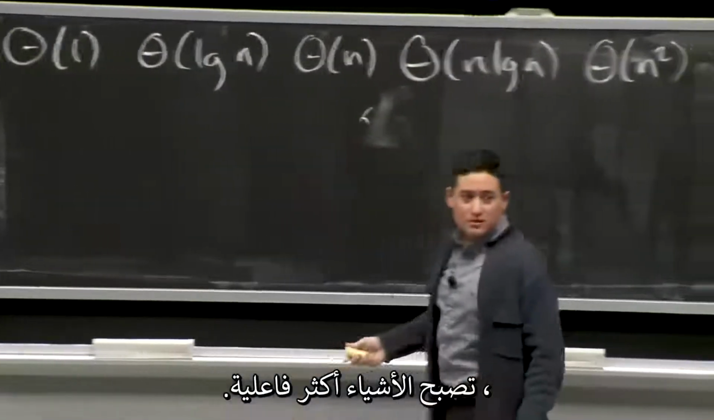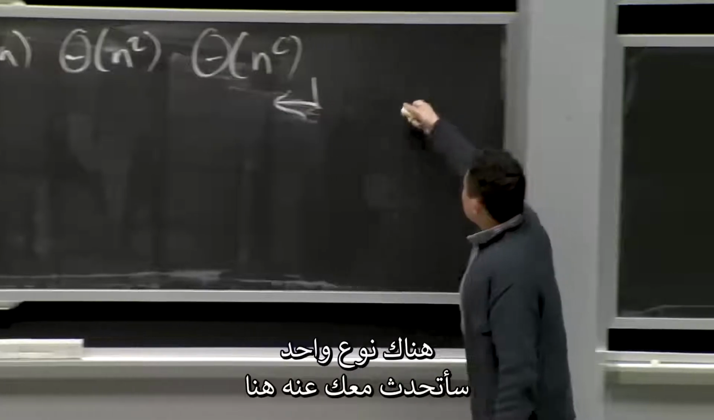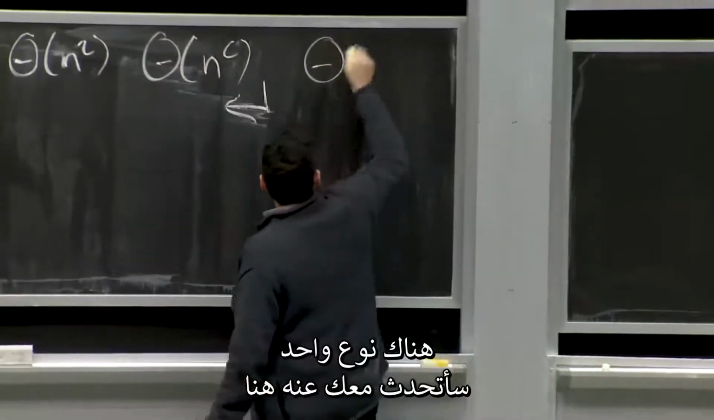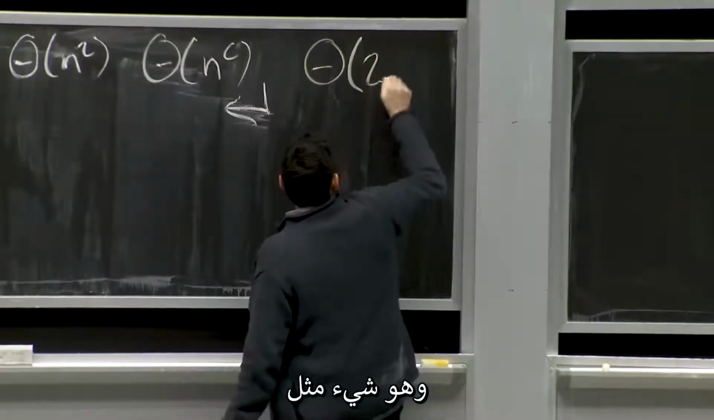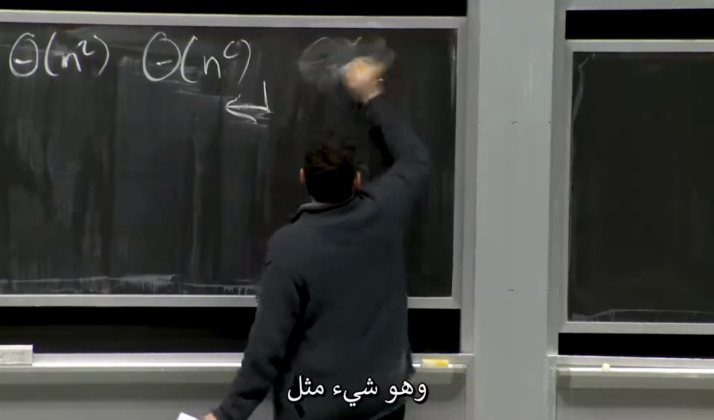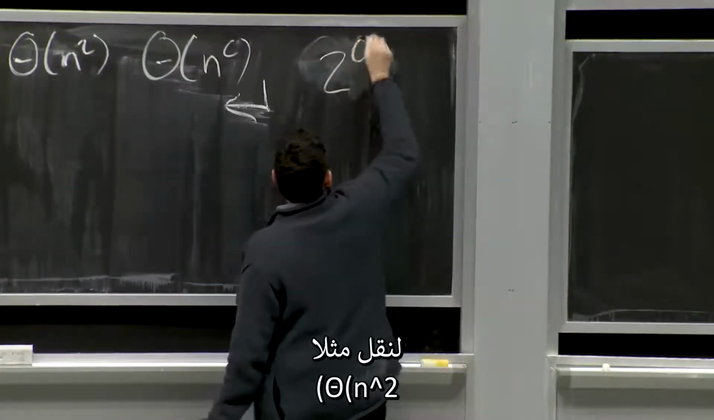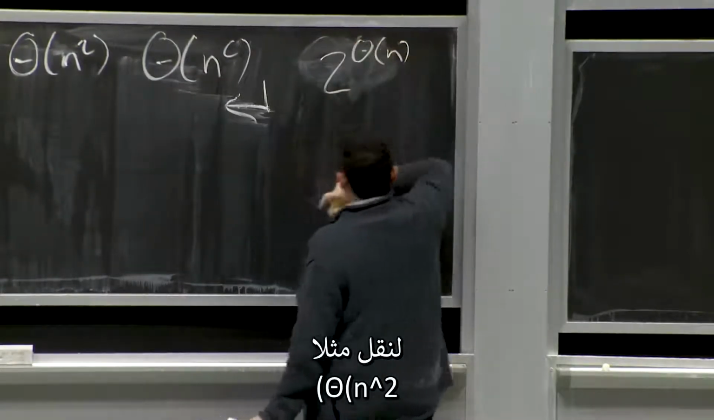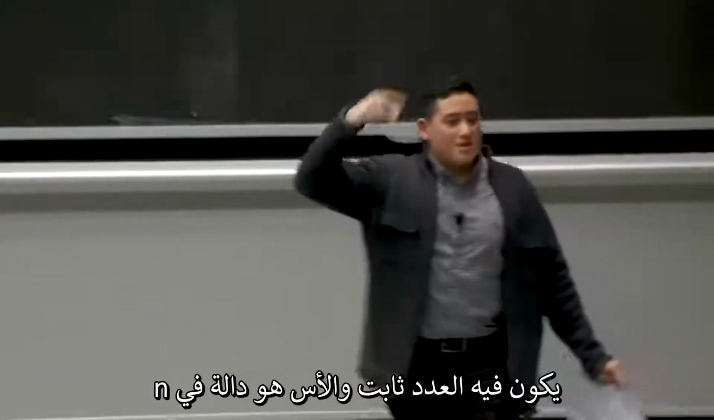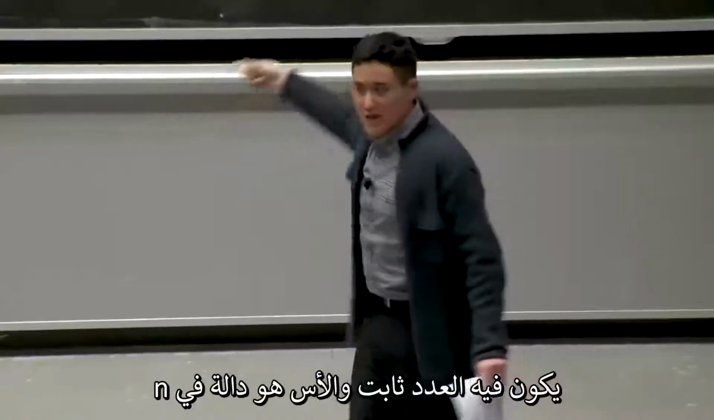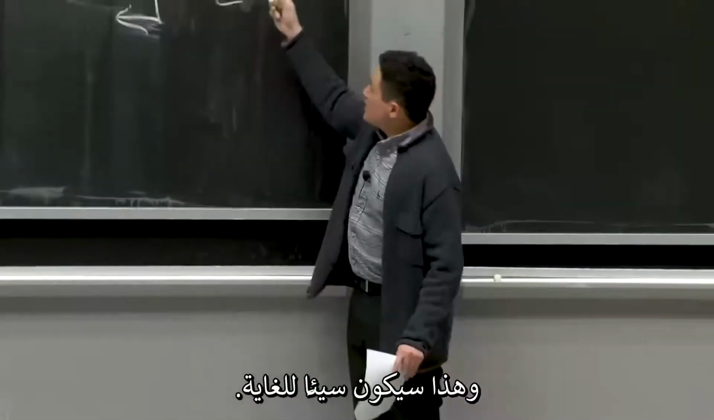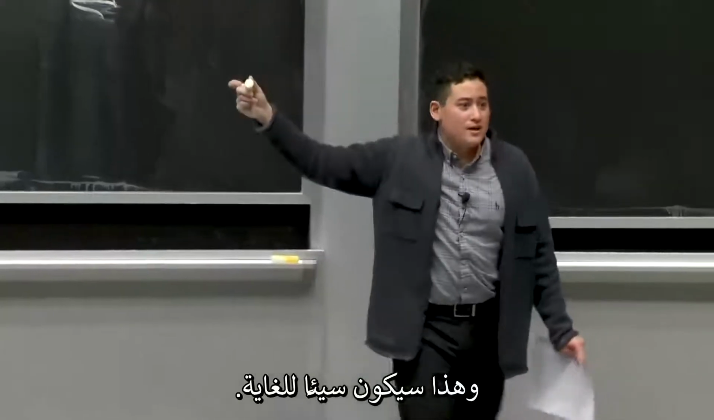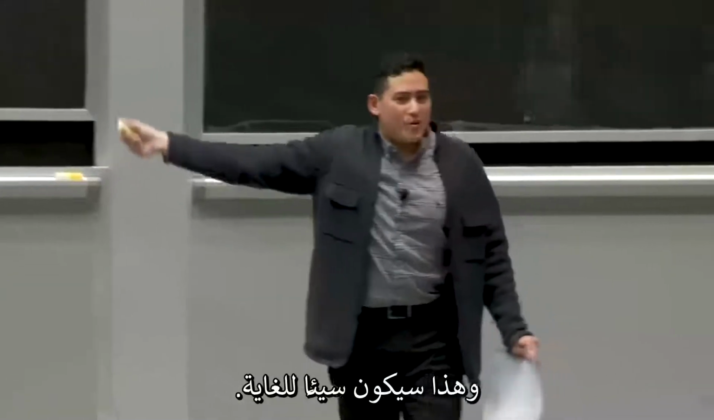and more efficient, okay? There's one class I'm going to talk to you about over here, which is something like, let's do this, 2 to the theta of n. Exponential time, this is some constant to a function of n that's, say, superlinear. That's going to be pretty bad. Why is it pretty bad?